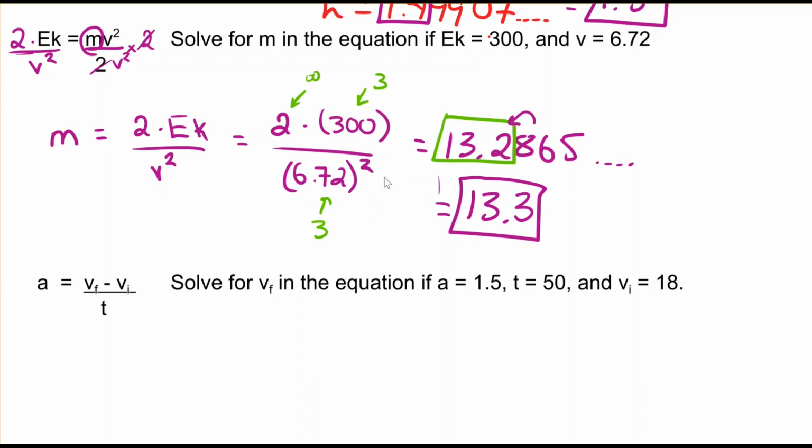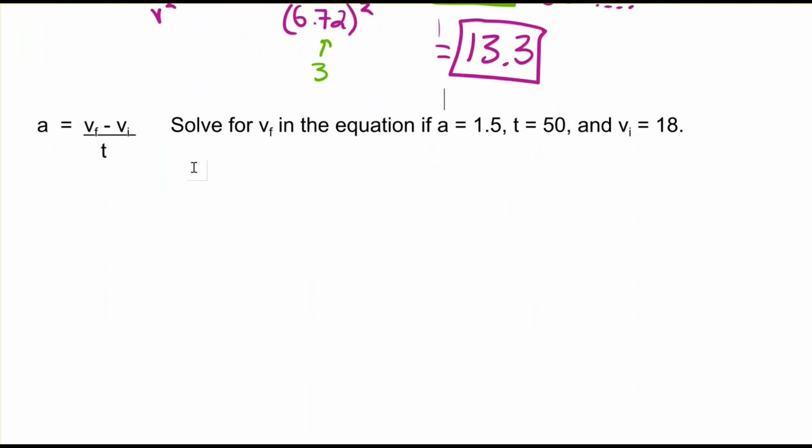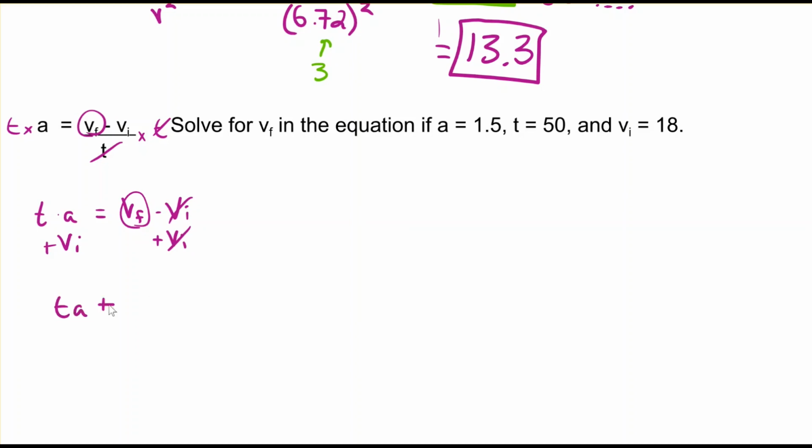Last question, last problem. Solve for VF in the equation if A equals 1.5, T equals 50, and VI equals 18. So we already know how to do this. So VF is here, so we got to multiply everything by T. T and T cancel, so we got T times A equals VF minus VI. And then I want VF, so I'm going to add VI, so we got TA plus VI equals VF.